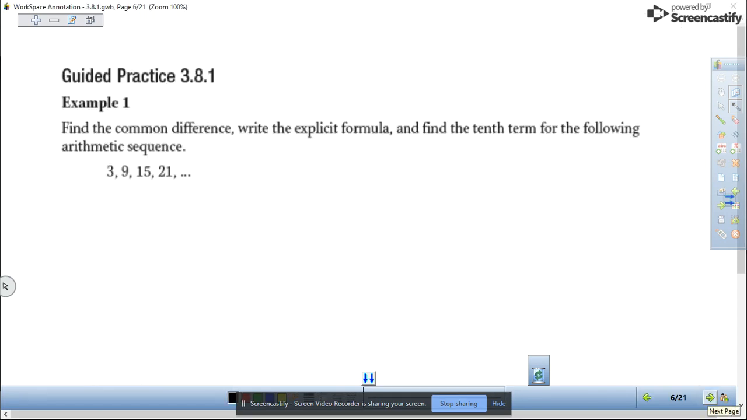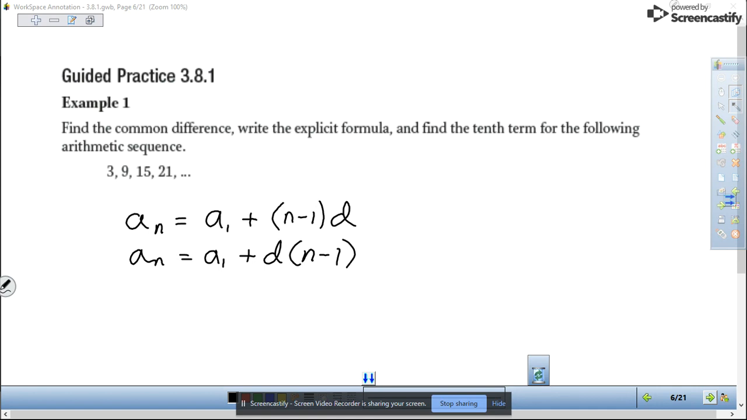All right, so example 1 says, find the common difference, write the explicit formula, and find the 10th term for the following arithmetic sequence. All right, so our formula here is a sub n equals a1 plus, the way it's written on your formula sheet, n minus 1 times d. Don't ask me why they put the d at the end, because it's really just the distributive property. It's the same thing as writing it this way.